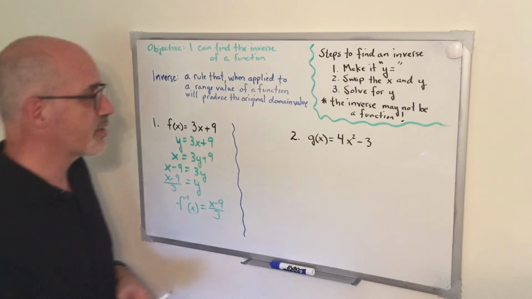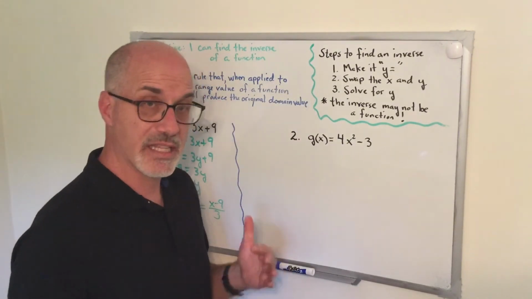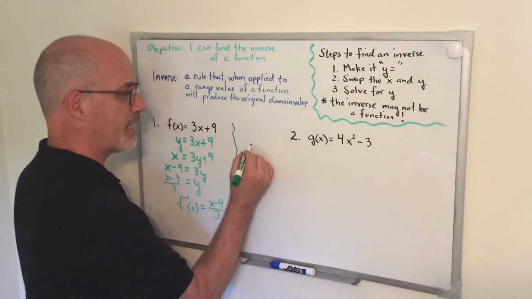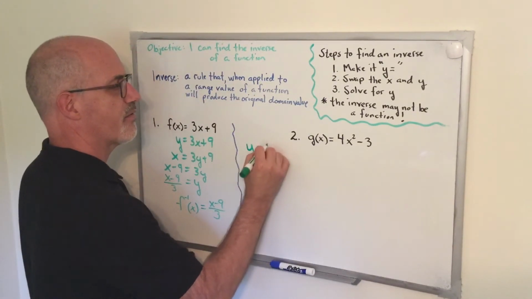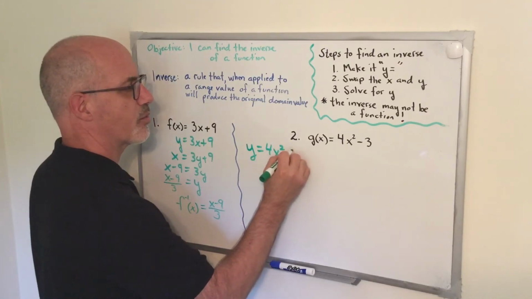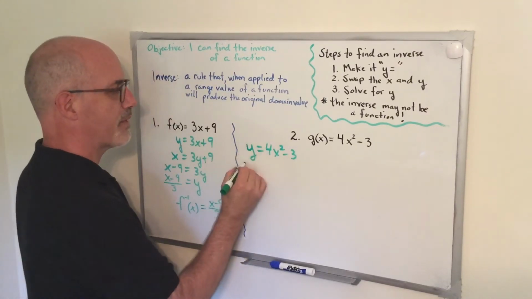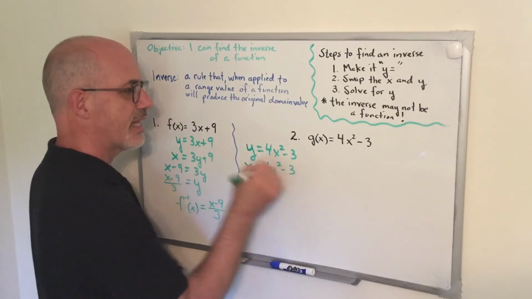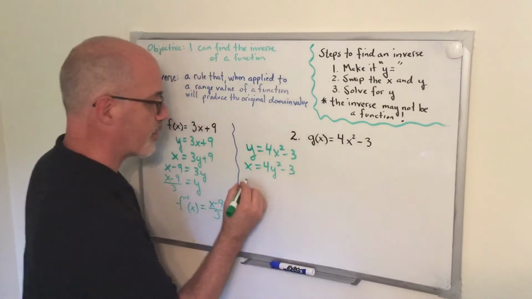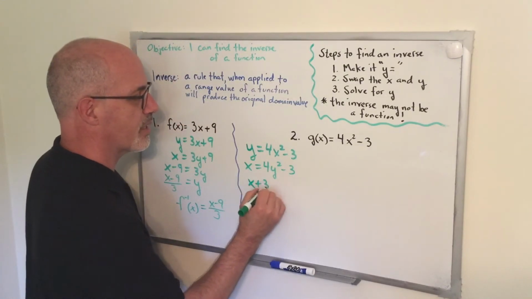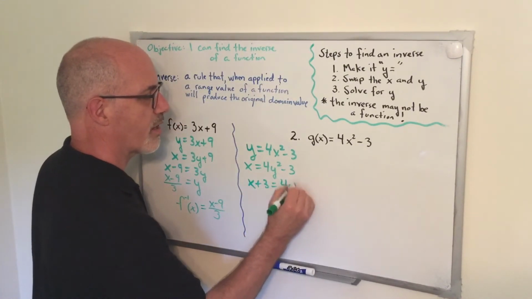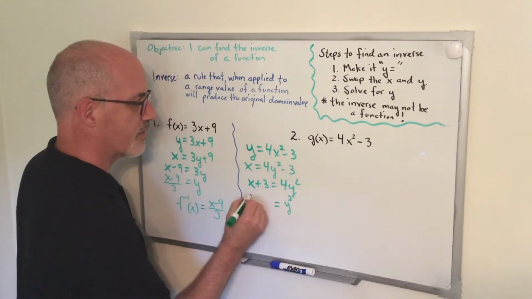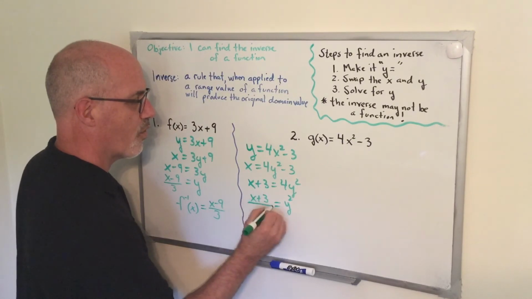All right, let's try it with this one. This one will end up not being, the inverse will not be a function. So let's start with our first step here. I'm going to make it y equals 4x squared minus 3. And now I'm going to swap the x and the y. X equals 4y squared minus 3. Let's get the y by itself. Add 3 to both sides. X plus 3 equals 4y squared. Divide both sides by 4.